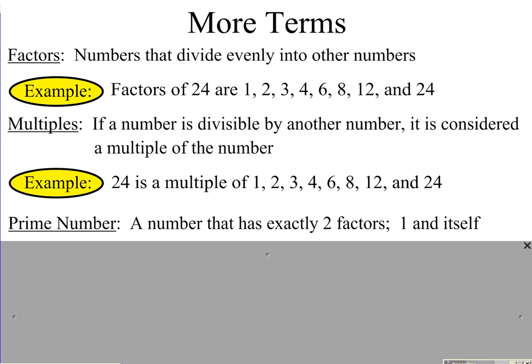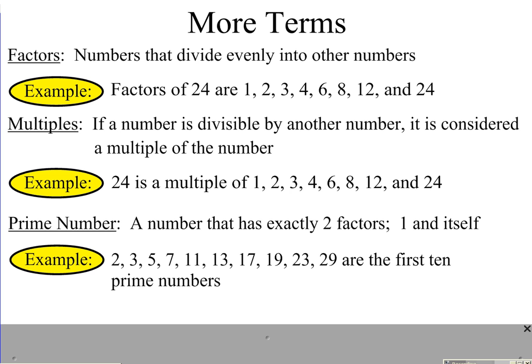A prime number. A prime number is a number that has exactly 2 factors, 1 and itself. So the most common mistake here is students think that 1 is a prime number. 1 is not a prime number because it only has 1 factor. That 1 factor is 1. It has to have 2 factors, 1 and the number itself. There's an example of the first 10 prime numbers. Each one of those numbers in that list has exactly 2 factors, 1 and the number itself.